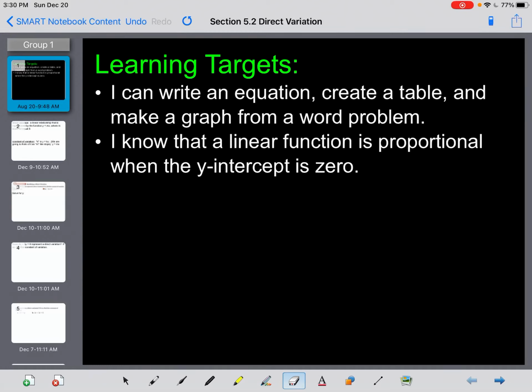Chapter 5, Section 2 is about direct variation. There are two parts to this lesson. By the end, you should be able to write an equation, create a table, and make a graph from a word problem, and also know that a linear function is proportional if the y-intercept is 0.